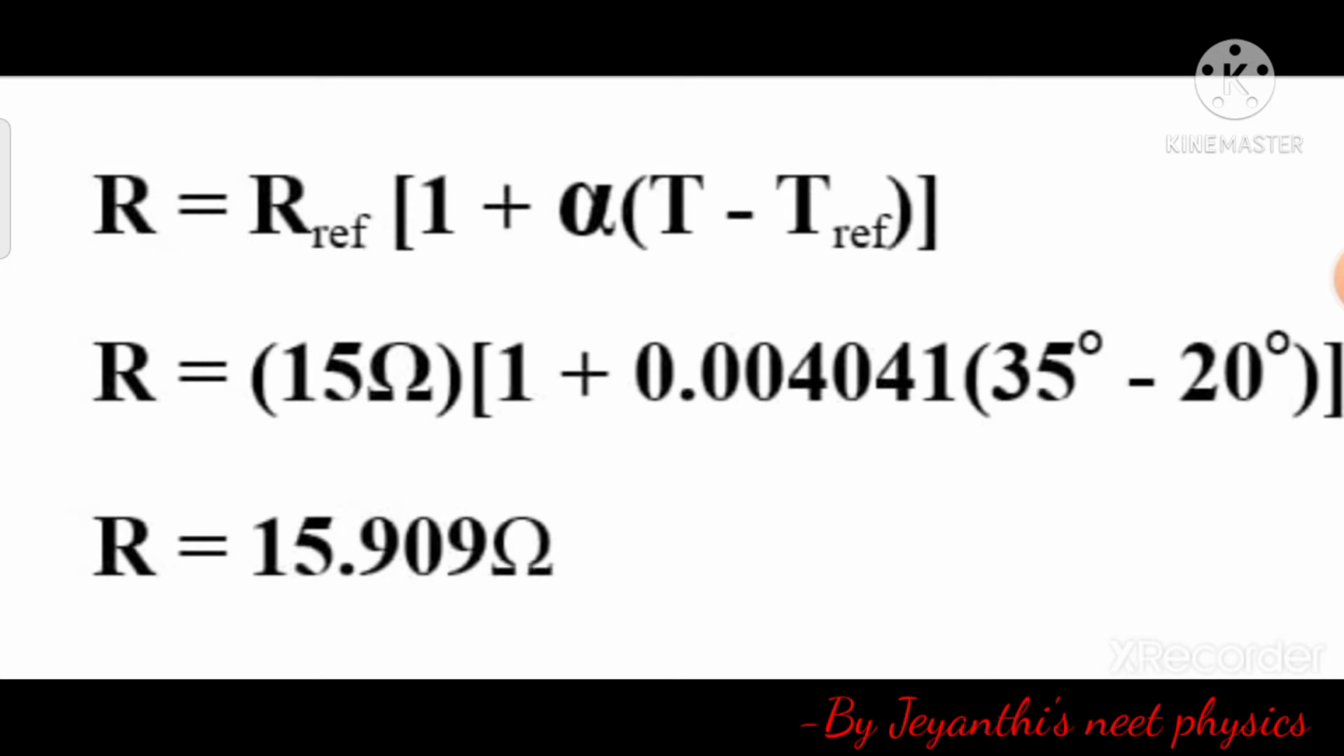The reference temperature is 20 degrees Celsius. Then the difference in temperature is 35 degrees minus 20 degrees Celsius, that is 15 degrees Celsius. So you multiply it by 0.004, add it to 1, then multiply it by 15 ohm. So finally we get RT. RT is the resistance at a particular temperature. Now in this sum, the value for RT is determined as 15.909 ohm. So this equation implies that especially for metals, if the temperature is increased, the resistance also increases.